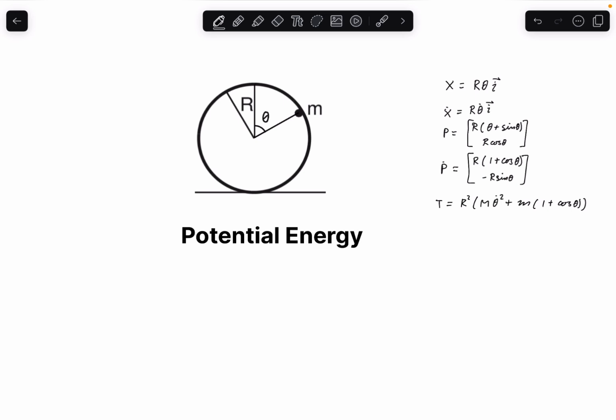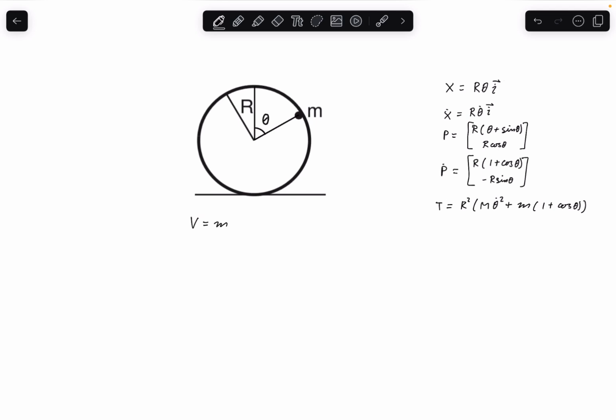Now I want to find the potential energy. The kinetic energy of the wheel itself remains constant because the road is flat, but the energy of the mass is changing. So we want to find that. V should be equal to the mass multiplied by the gravity constant, times the height of the mass, which is just the y coordinate of the position. So we multiply by r cos theta.